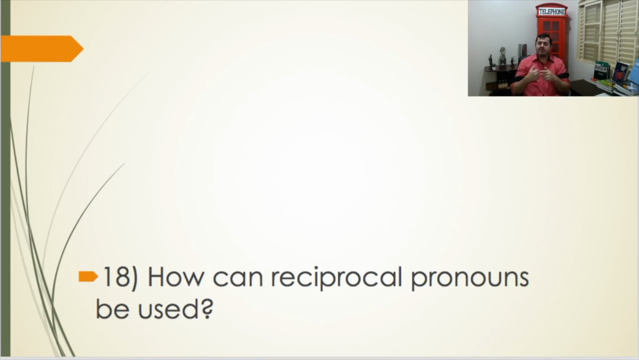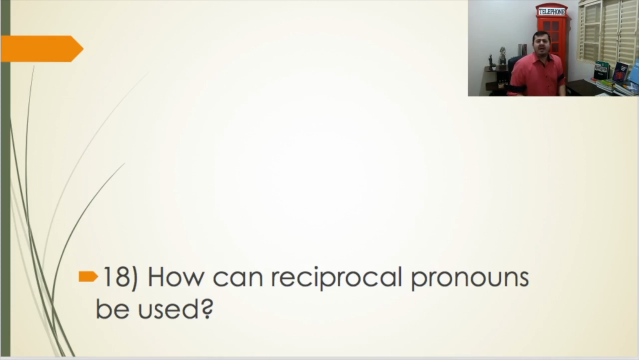However, they can only be used with plural subjects. We don't use those with singular. It has to be used with plural. For example, we always speak to each other with respect. We, it's plural, right? We, both of us. So we always speak to each other with respect.